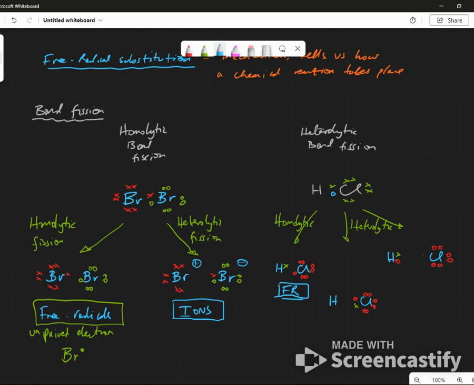If you get heterolytic, there's 2 ways it can split. The hydrogen can lose the bonding electron, so you get H plus and Cl minus, or the hydrogen can gain the bonding electron and you get H minus and Cl plus. Both of these ways, where you get ions formed, are known as heterolytic fission. And obviously, if I get heterolytic fission, I get ions formed.